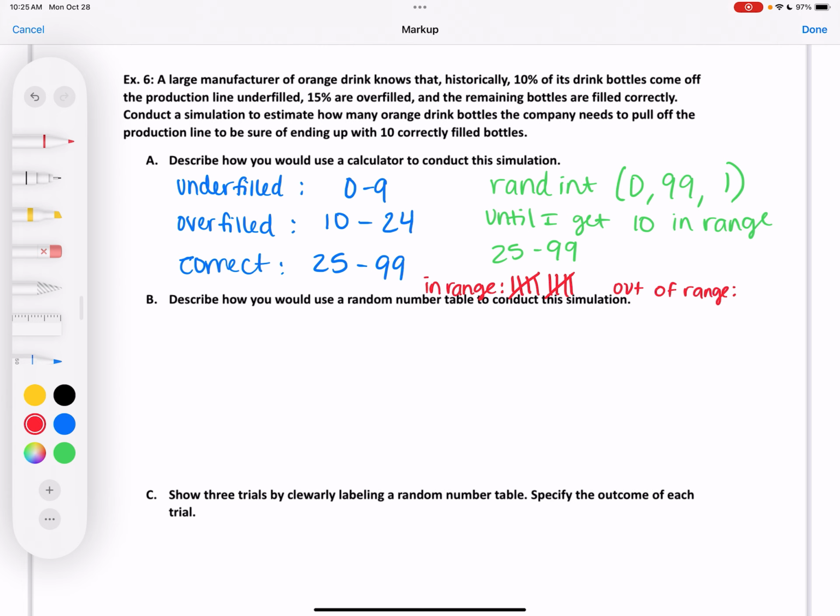Wait, so you said it's math and then what? Probability, and then random integer.